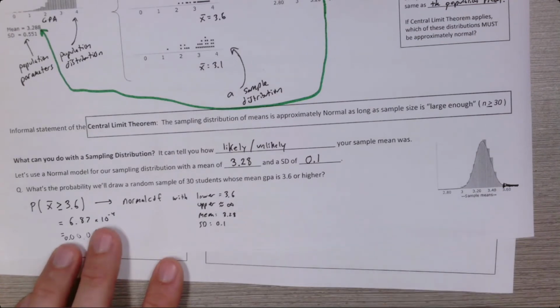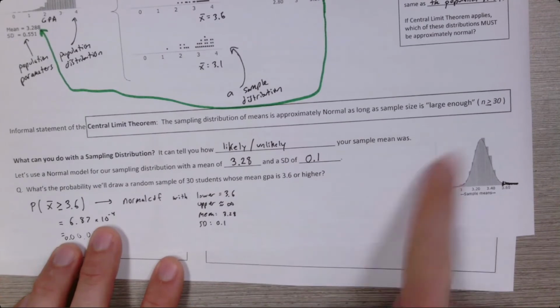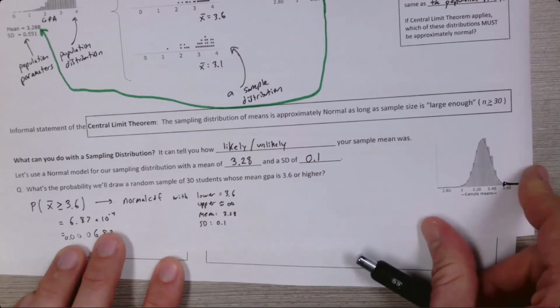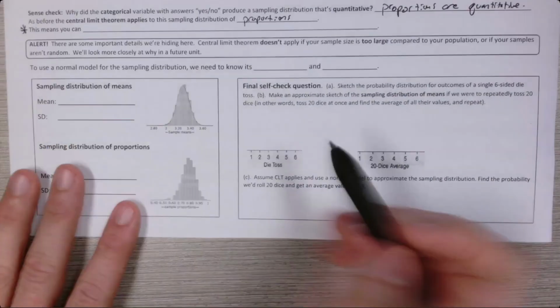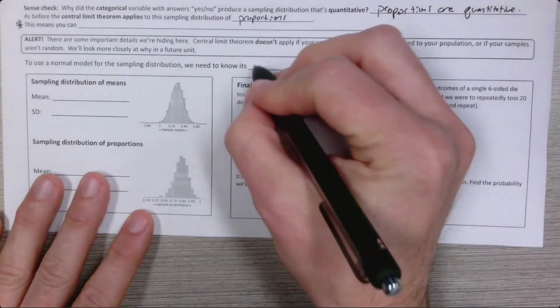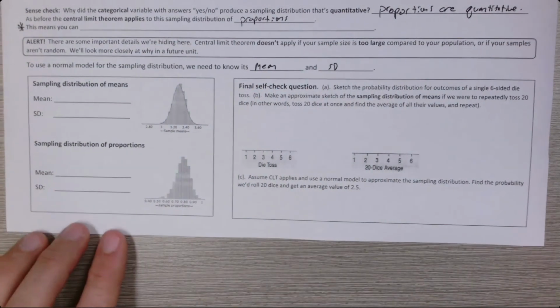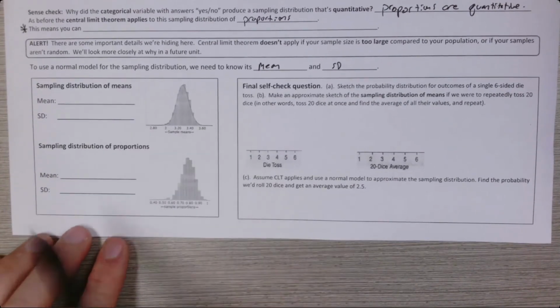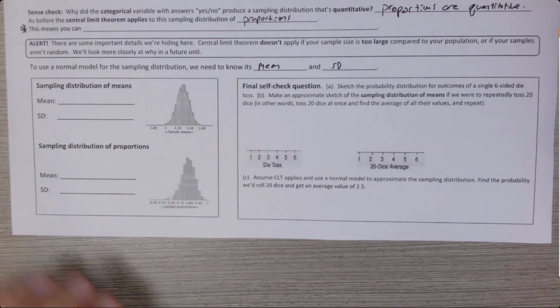But in order to do that, I needed to tell you what the mean and the standard deviation of the normal model that we were using to approximate the sampling distribution actually were. So if you're going to use the normal model, you got to know its mean and standard deviation. So let me now tell you the equations for that, and in a future lesson, we'll learn why these are the way that they are.